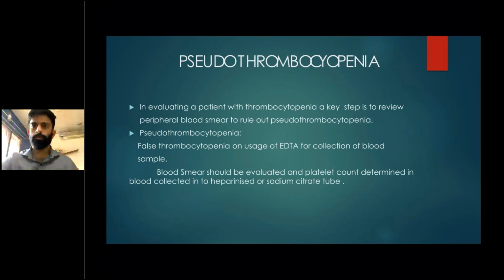The next entity is pseudothrombocytopenia. So in evaluating a patient with thrombocytopenia, a key step is to review the peripheral blood smear to rule out pseudothrombocytopenia. So what is pseudothrombocytopenia? It's a false thrombocytopenia on usage of EDTA in collection of the blood sample. So EDTA will cause false thrombocytopenia and it can cause clumping of the platelets. So the blood smear should be evaluated and the platelet count should be determined with blood collected into a heparinized or sodium citrate tube, not EDTA.